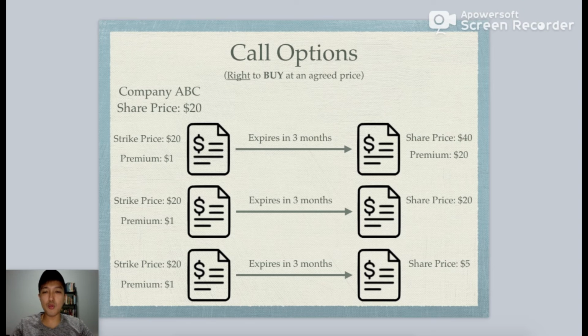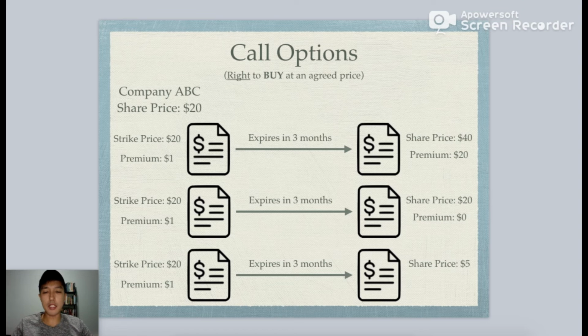For scenario 2, if the share price is $20, the market stays flat and it expires at $20, what's going to happen? Will you want to buy from the market, or do you want to exercise? Technically, they are still the same. Why not just buy from the market? There's no difference. So this paper doesn't give you an extra advantage. So this contract will just expire worthless. So the premium is 0. It doesn't worth anything.